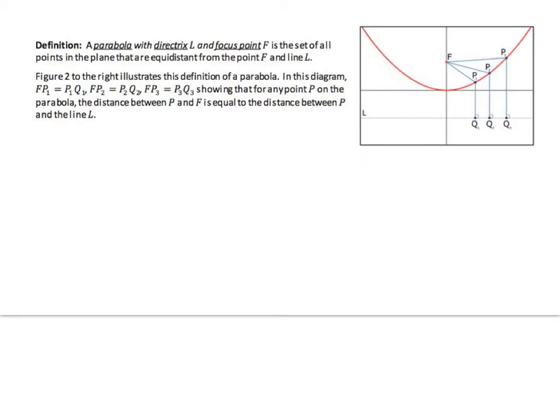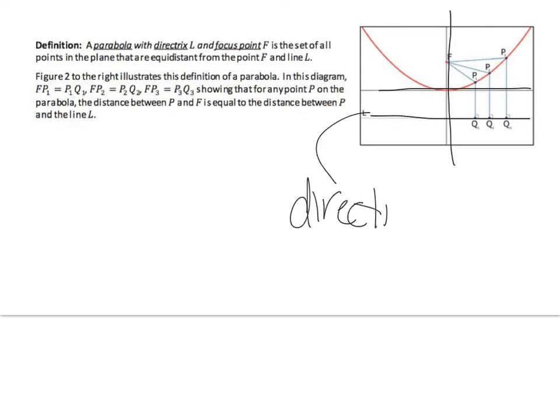Definition: a parabola with directrix L and focus point F is the set of all points in the plane that are equidistant from the point F and the line L. So we just have a basic XY axis here. That right there is the directrix, right? And the focus point F.